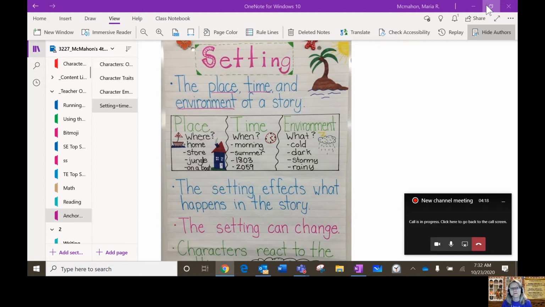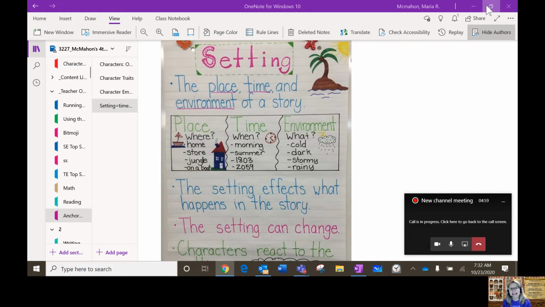The last part is the environment. And the environment really adds, I think, to the feel of a story. So I'm going to picture it's cold, it's dark, it's stormy, it's rainy, it's sunny. Those pieces of the environment are going to shape what happens around it. So it says the setting affects what happens in the story. You're going to do different things in a kitchen than in a skating park. So it's going to affect what's going to happen.